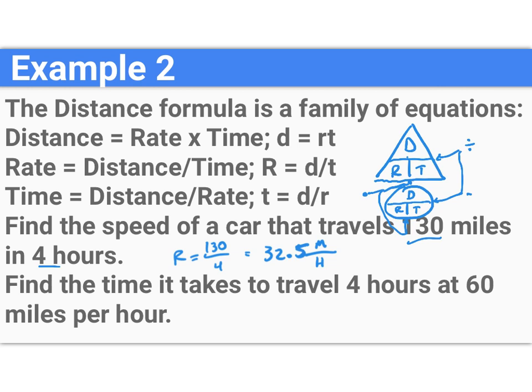Okay, so now do the same thing. 4 hours is a time, and 60 miles per hour. Oh, okay, so we multiply by 60. Now we're finding a D. So D will equal 4 times 60, which is 240. 240 miles. Okay, there we go.